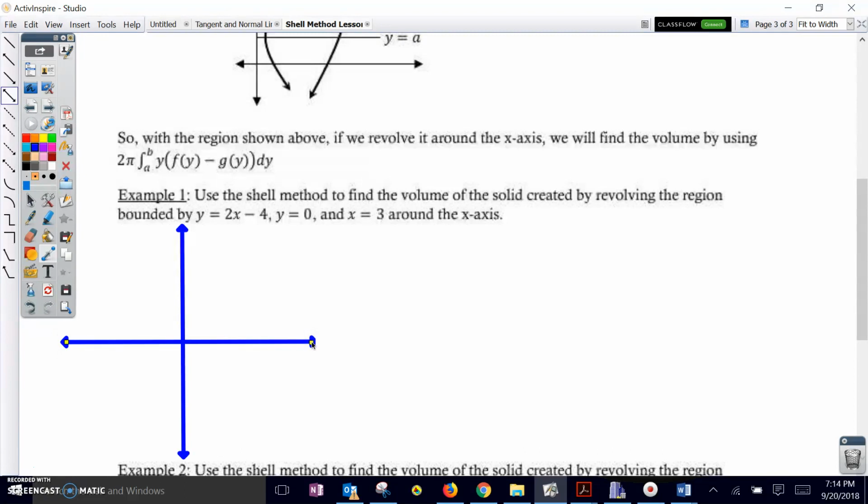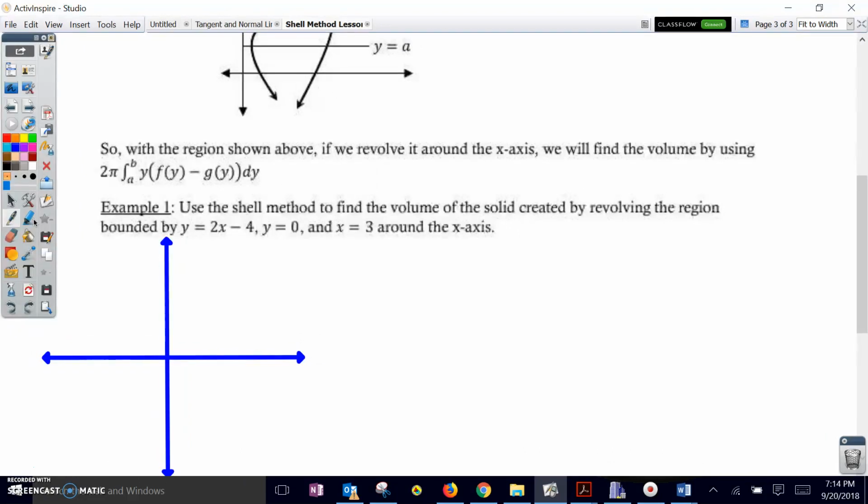There's our coordinate plane, and we've got the equation y equals 2x minus 4, looks something like that. And the line y equals 0, and x equals 3. And the region that we're revolving is this region right here. And so my strip in this situation is going to be parallel to the x-axis.